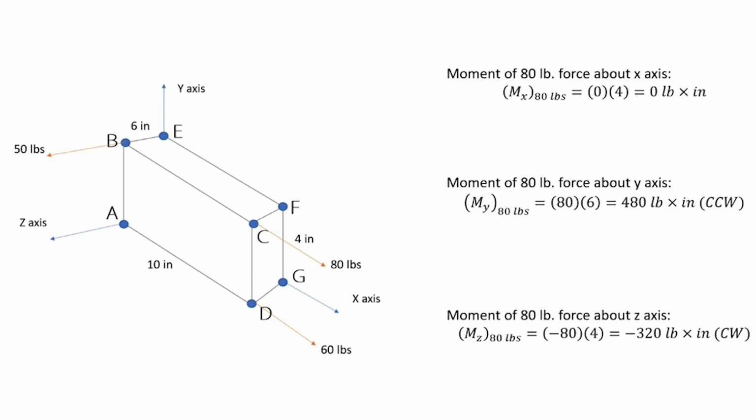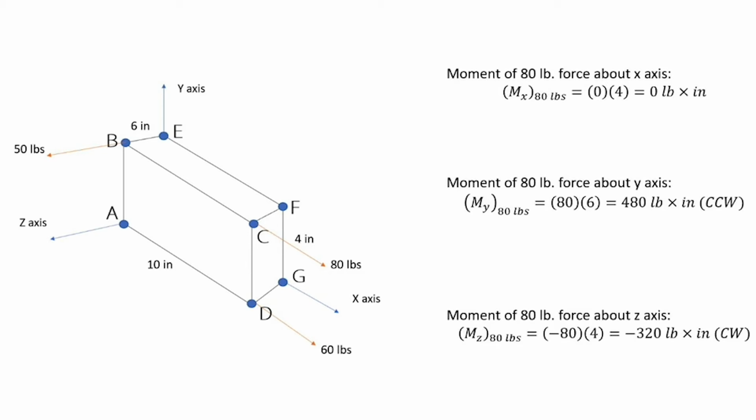Now we can look at the 80-pound force about the y-axis. In this case, we can multiply that 80 by the distance between the force and the y-axis, which is 6. From there, we're going to get 480 pound-inches. Again, since that's positive, we'll say it's counterclockwise.